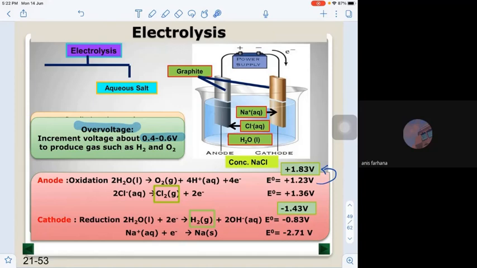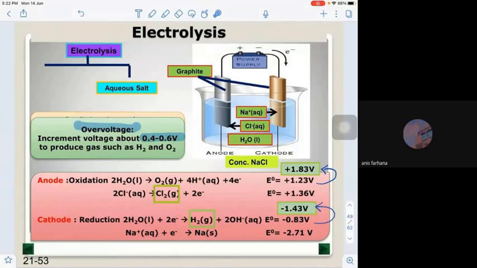The same thing happens at the cathode. Initially the E naught value for the reduction to produce H2 is negative 0.83. So it increments up to 0.6. If it is positive, it increases positive. If it is negative, it increases negative. So negative 0.83 with another negative 0.6 maximum will go up to negative 1.43 volt.